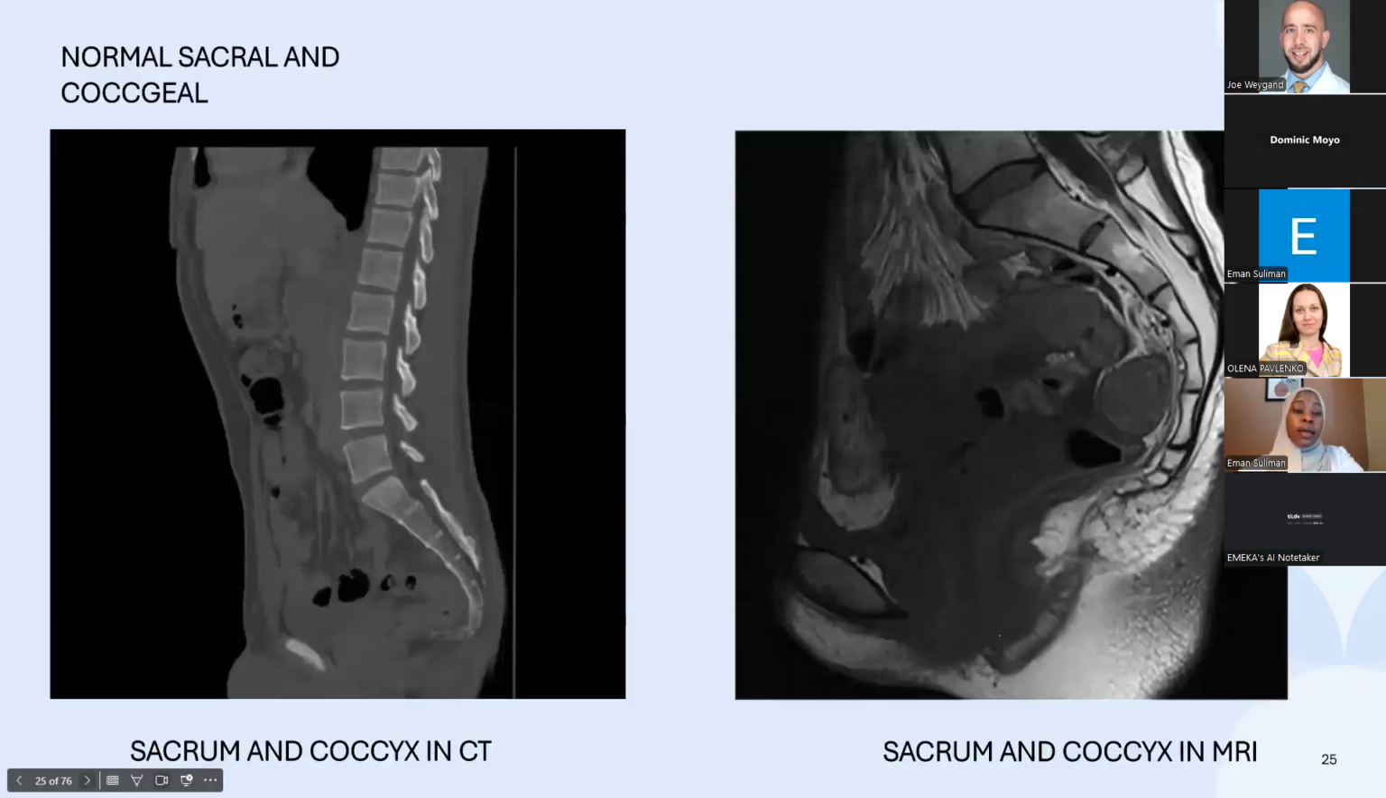Here are the sacral and the coccygeal, the tailbone, shown here on CT and on this side on an MRI.